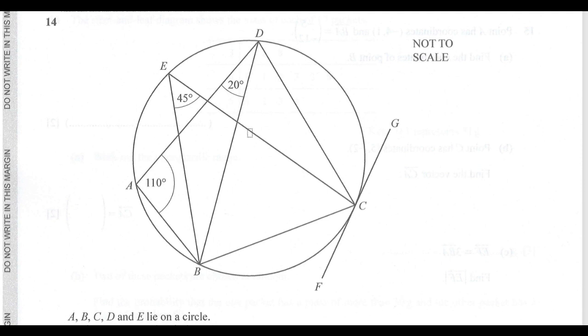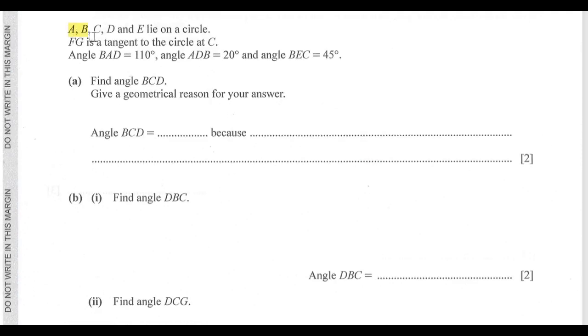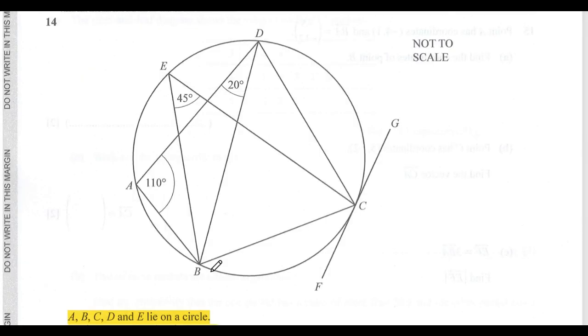Next question is about circle theorems. So A, B, C, D, and E lie on a circle. FG is the tangent to the circle at C. Angle BAD is 110, angle ADB is 20, and angle BEC is 45 degrees. Find the angle BCD. Give a geometrical reason for your answer.